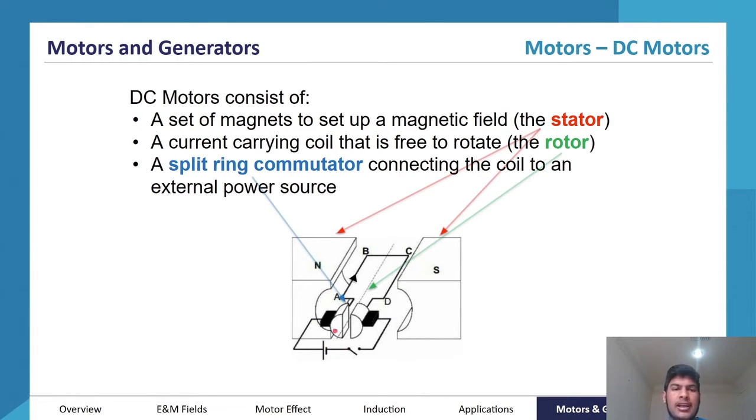The battery supplies DC. And remember, these are DC motors, so they require DC current to operate. We'll look at AC motors or AC generators in a second, but we've got DC motors here. And so we want to supply a DC current. What that DC current does at the split ring commutator is that at this point here, it goes through this coil and around, and back through.